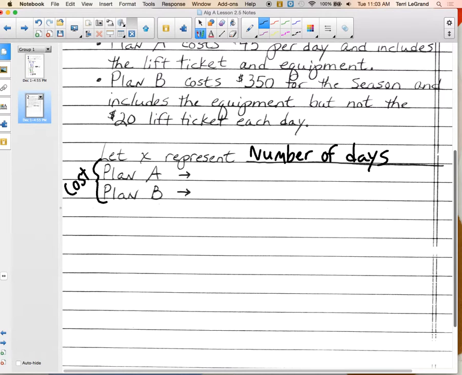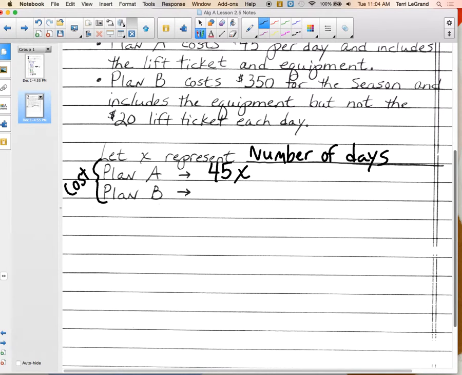Okay. So wouldn't you multiply $45 per how many days you're going to go skiing? If you ski 3 days, wouldn't you take 45 times 3? If you ski 10 days, wouldn't you take 45 times 10? So what are we gonna do? 45x. Yeah, there's our Plan A's expression. It doesn't cost any more than that.